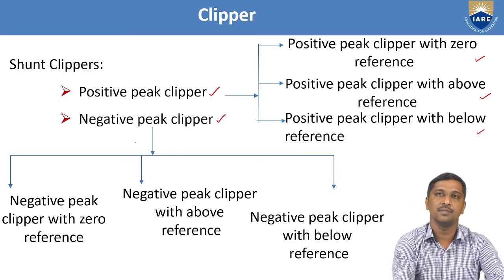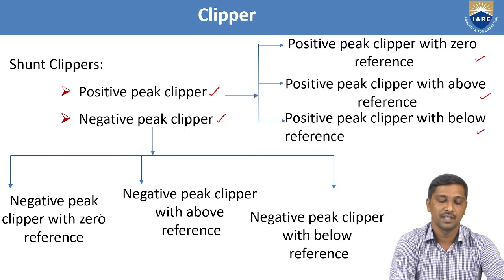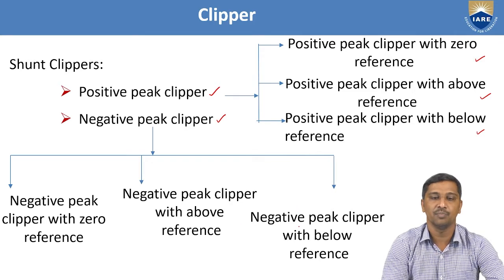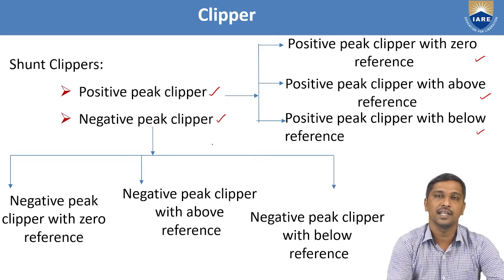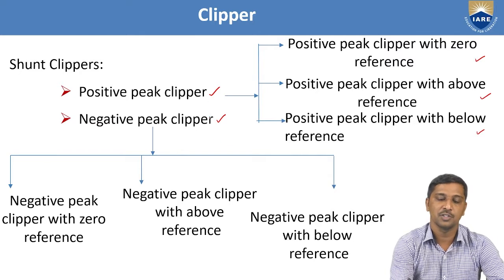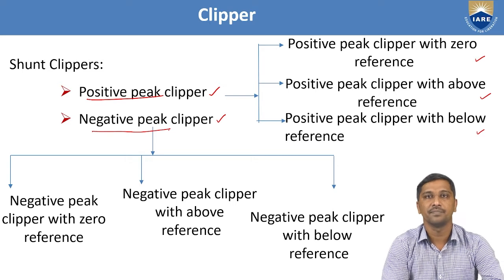The shunt clipper is also classified as a negative peak clipper. The negative peak clipper is again classified into three types: negative peak clipper with a zero reference, negative peak clipper with an above reference, and negative peak clipper with a below reference. So the shunt clippers are of two types based on the utilization of the diode in the circuit and its operation: the positive peak clipper and the negative peak clipper.